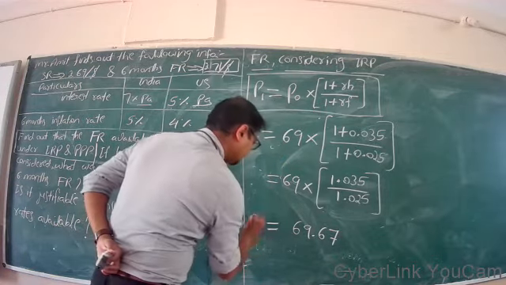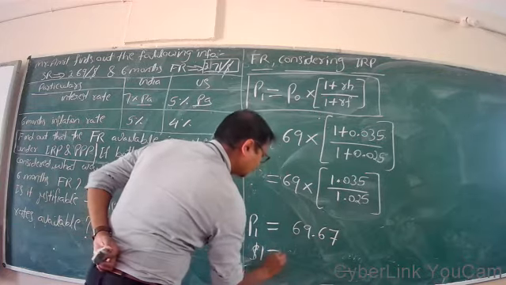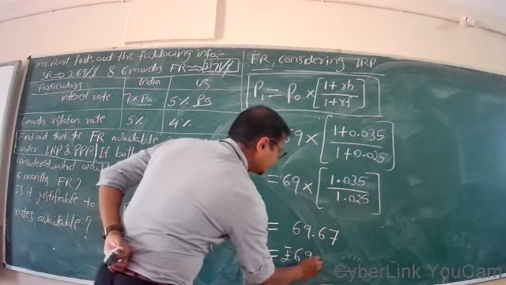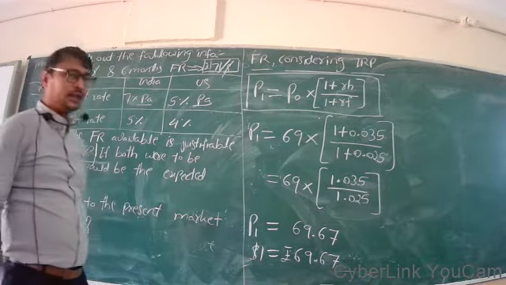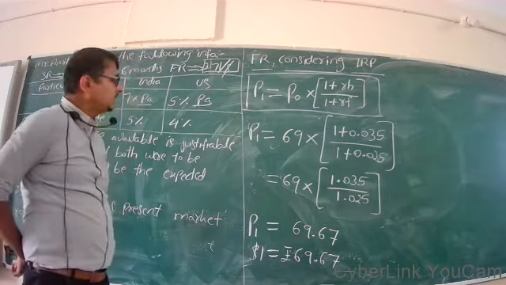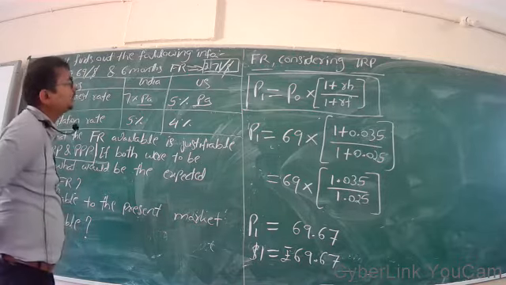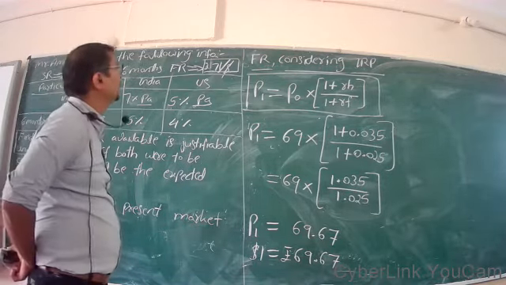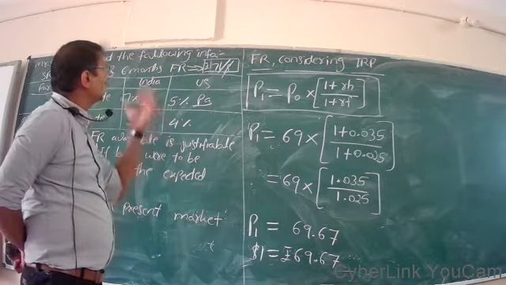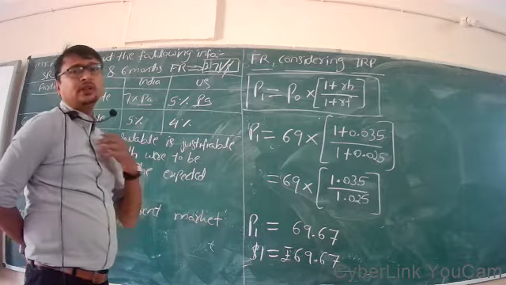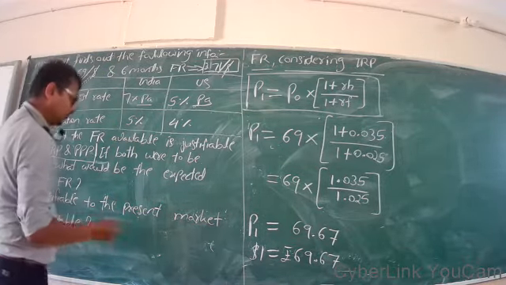69.67, that is P1. P1 is nothing but $1 is equals to rupees 69.67. So you have calculated the new exchange rate P1, that is 69.67 per dollar. Now the actual market rate is 71 rupees per dollar. If you consider interest rate parity theory, it would have been rupees 69.67 per dollar. You have to make a note of this.